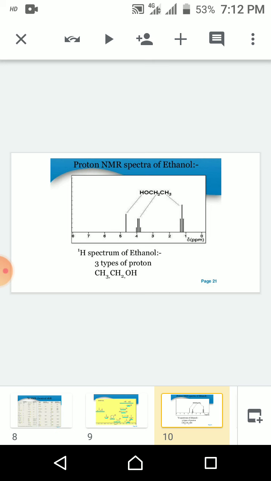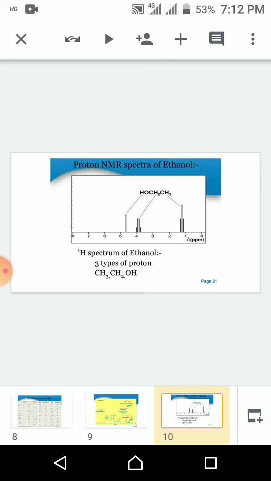Proton NMR spectra of ethanol we have seen here, and we can say it has three types of protons, that is CH3, CH2, OH. We have seen the peaks in the ratio 1 is to 4 is to 3. That is the chemical shift of the PMR spectra of ethanol, and three types of peaks are seen here.